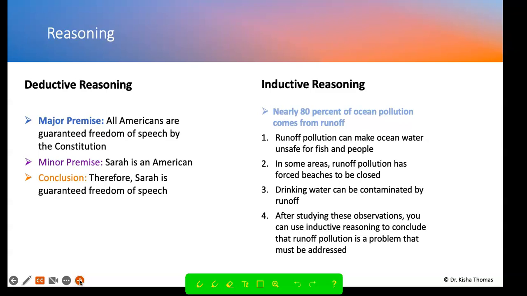Now let's look at some examples. Deductive reasoning. Major premise: all Americans are guaranteed freedom of speech by the Constitution. Minor premise: Sarah is an American. Therefore, Sarah is guaranteed freedom of speech.